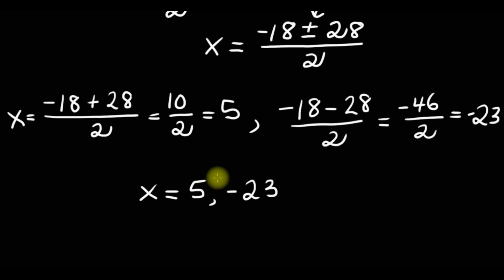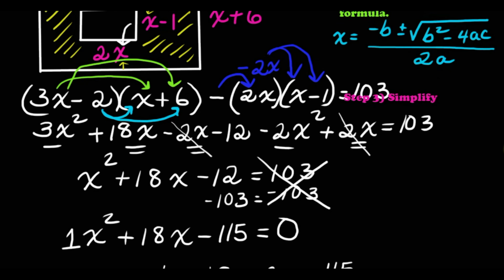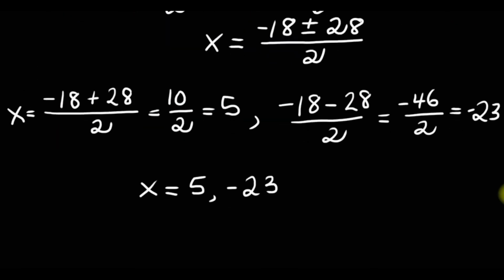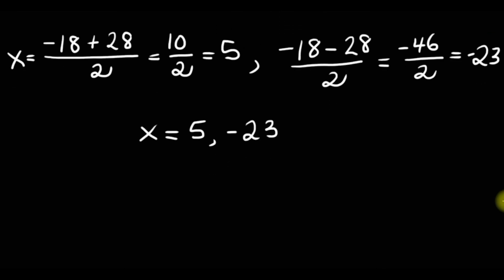Okay, now since we're talking about how long it is, if you try to plug negative 23 into x, you're going to get a negative number. Since you're talking about the length of a side, that's no good, because the length of a side cannot be a negative number. So this number, negative 23, would not work for a situation like this. So you're left with just x equals 5.